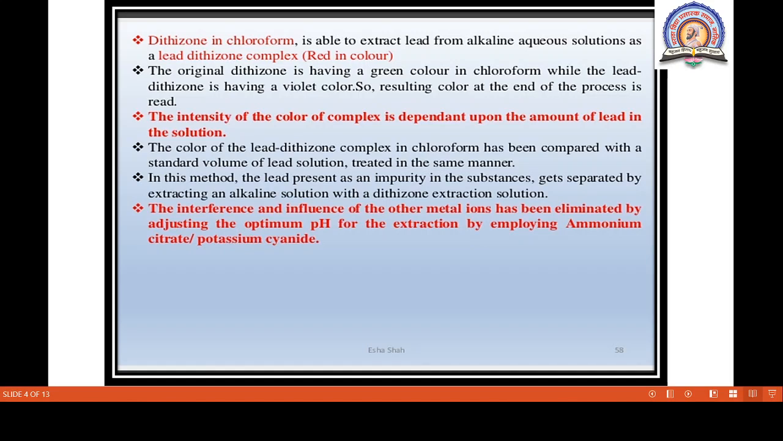The color of the lead dithizone complex in chloroform is compared with a standard volume of lead solution treated in the same manner. In this method, the lead present as an impurity in the substance gets separated by extracting the alkaline solution with a dithizone extraction solution. The interference of other metal ions is eliminated by adjusting the optimum pH for the extraction by employing ammonium citrate and potassium cyanide.